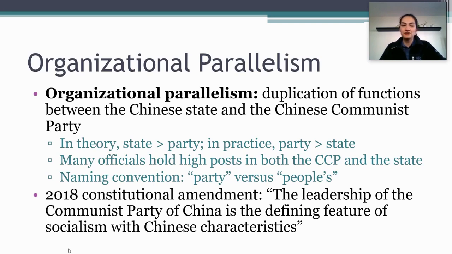You can see that on your screen if you're interested, but I think it's just worth noting that under Xi Jinping's rule, China's constitution has started to make it more explicit that the party and not the state might actually wield all of the power. That's organizational parallelism. That's the most fundamental concept that you need to be able to grasp here.